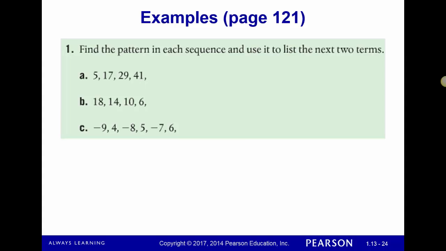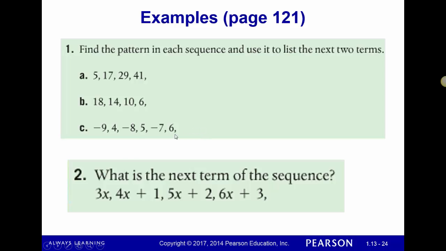Look at the second example. Here it looks like we're subtracting 4, 4, 4. So the next 2 numbers in the sequence would be 2 and then negative 2. The third sequence is a little more complicated. We don't really see a pattern going on from number to number, but if I look at every other one, I notice a pattern. 9, negative 9, negative 8, negative 7, so I would hypothesize the next number here would be negative 6. And then look at the alternate ones, 4, 5, 6, so I would hypothesize a 7. So the next two would be negative 6, comma 7.